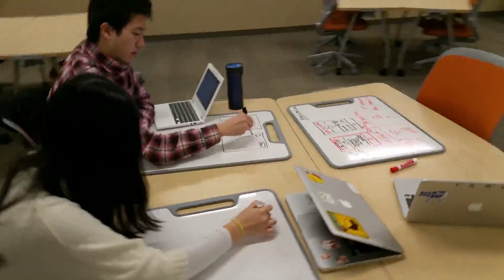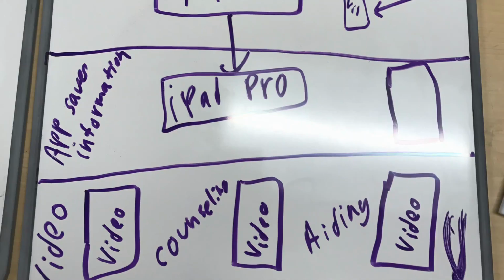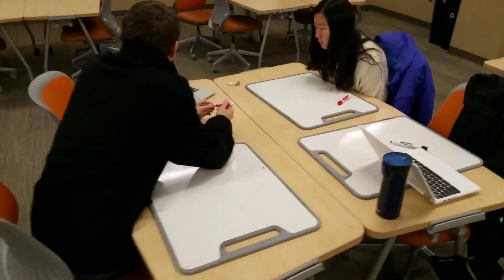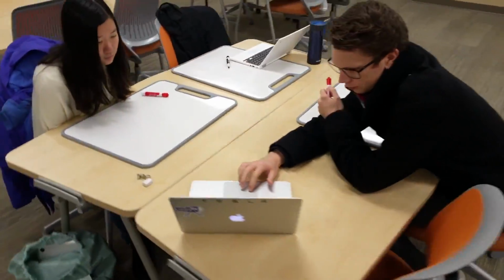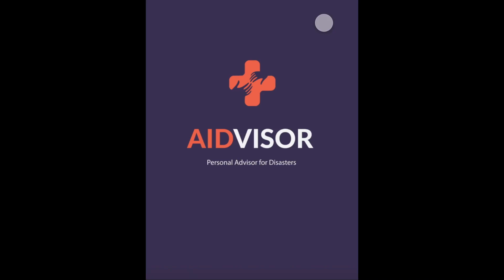Our design intends to link professionals from all over the world with the victims of disasters, so that whenever a victim needs help or guidance, they can find a resource in the quickest time possible. We provide advisors for those in need of aid, hence the name. Let's test out how a user will interact with AidVisor.